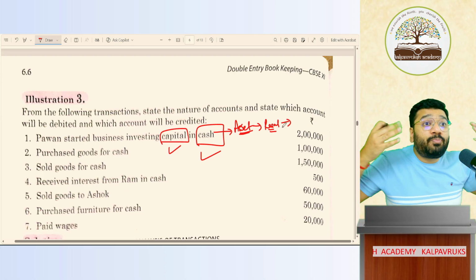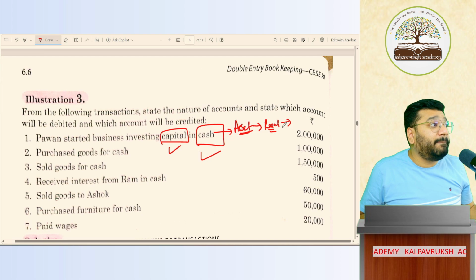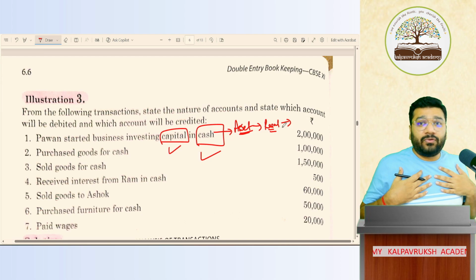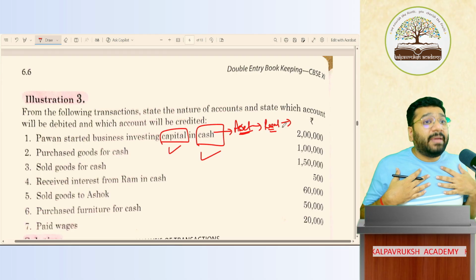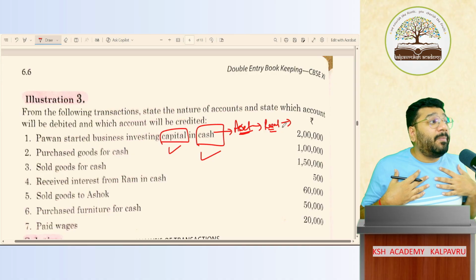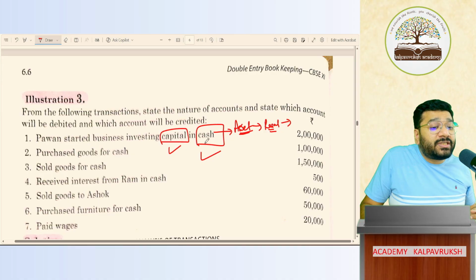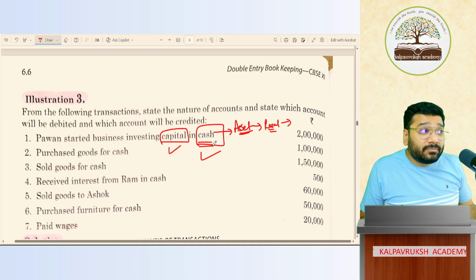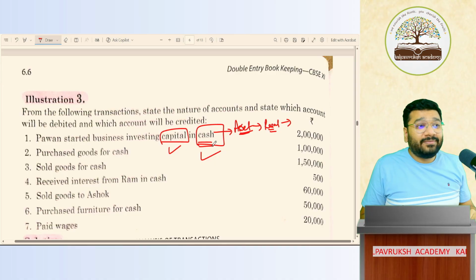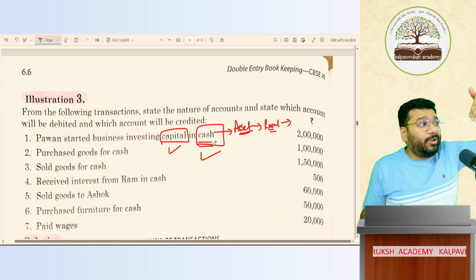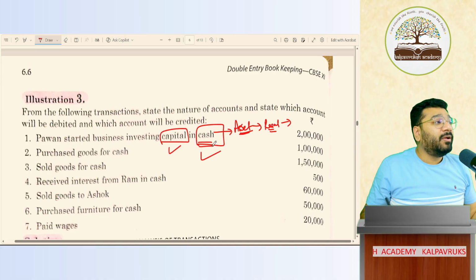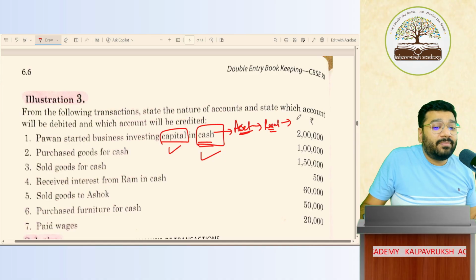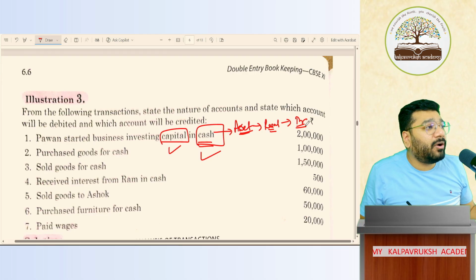Real account, from whose point of view to apply? Business or third party point of view? Business point of view. For business, cash is coming in or going out? Coming in. The rule for real account is debit what comes in, credit what goes out. Owner is giving money, for him it is out, for business it is in. What is the rule? Debit what comes in. Okay, not okay.